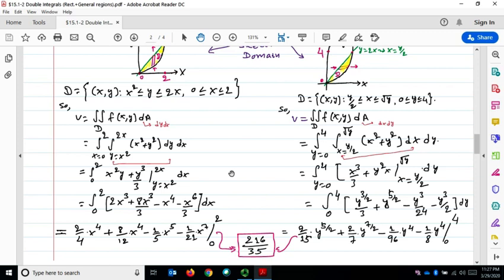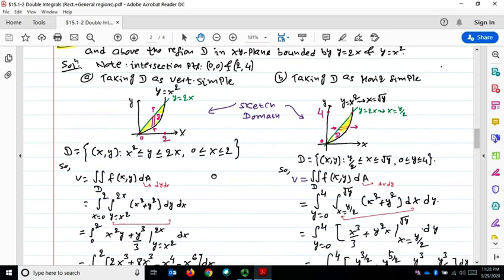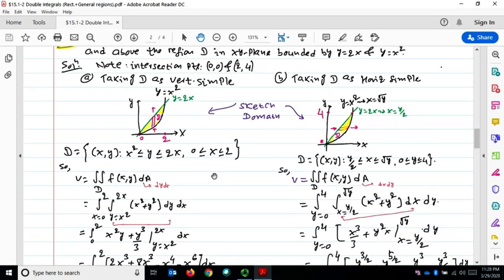Great. Now let's do the other method, describing the domain as horizontally simple.